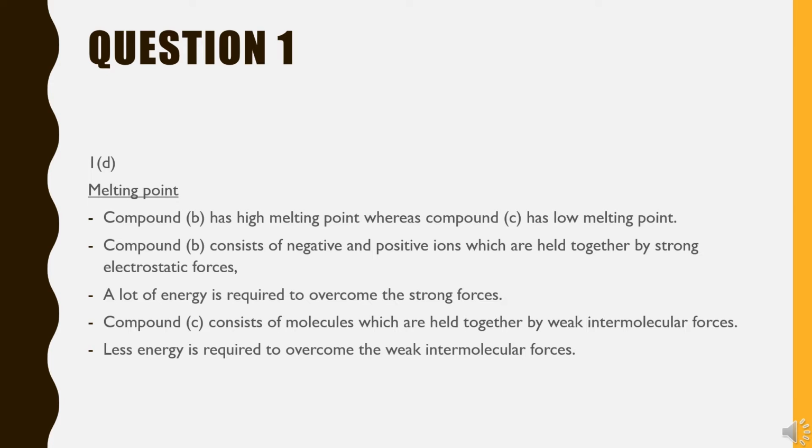We know that compound B is an ionic compound, while compound C is a covalent compound. In terms of melting point, compound B has higher melting point while compound C has lower melting point. It is because compound B consists of negative and positive ions, which are held together by strong electrostatic forces. More heat energy is required to overcome the strong forces. Compound C consists of molecules which are held together by weak intermolecular forces. Less heat energy is required to overcome the weak forces.